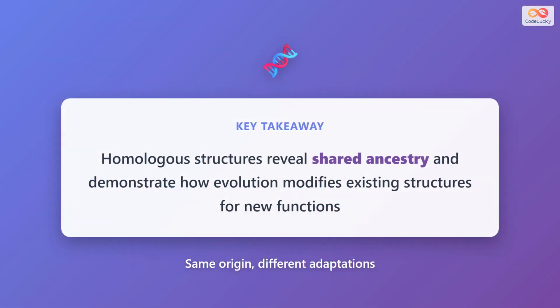The key takeaway is this: homologous structures reveal shared ancestry and demonstrate how evolution works by modifying existing structures for new functions. Rather than creating entirely new body parts from scratch, evolution tinkers with what already exists, reshaping and repurposing inherited structures. It's the same origin, but with different adaptations. This elegant principle helps us understand the unity and diversity of life on Earth.